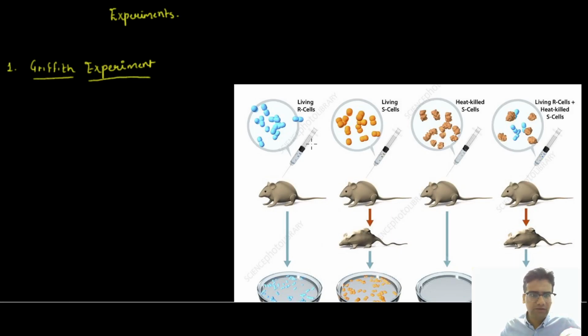In the last class of Molecular Basis of Inheritance, we studied DNA packaging and the mechanism of DNA packaging. In today's class, we are going to talk about different experiments that prove that DNA acts as genetic material.